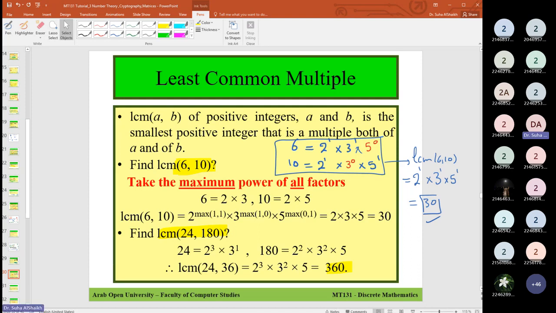Now this part of finding the prime factorization, finding the GCD, finding the LCM is very important for the midterm. Okay? So focus on it well. I'm going to stop the recording now.